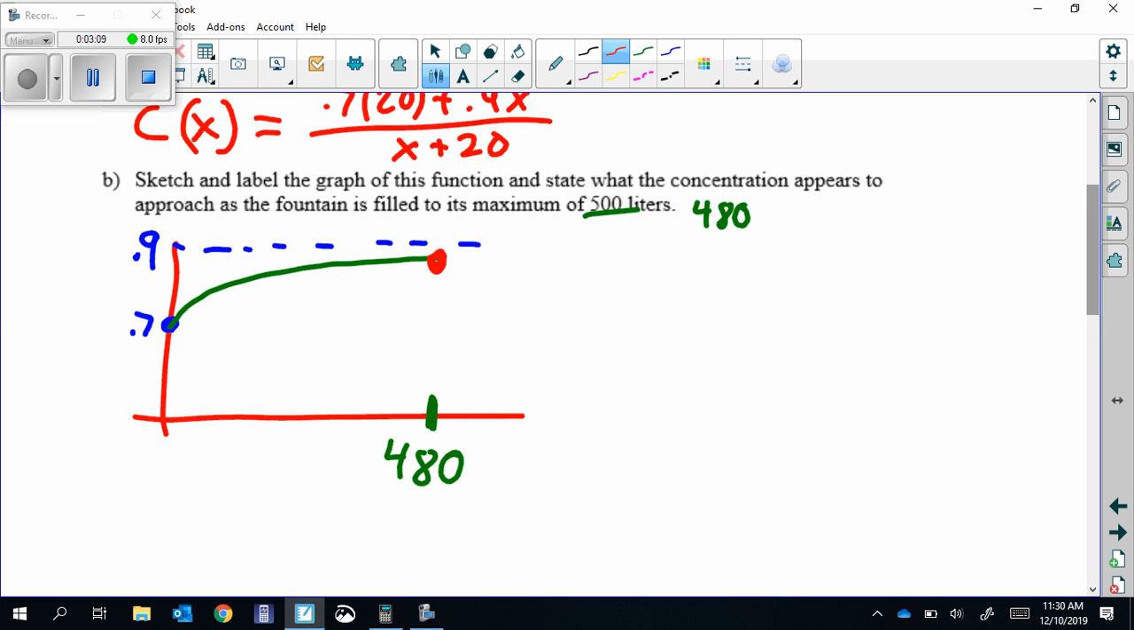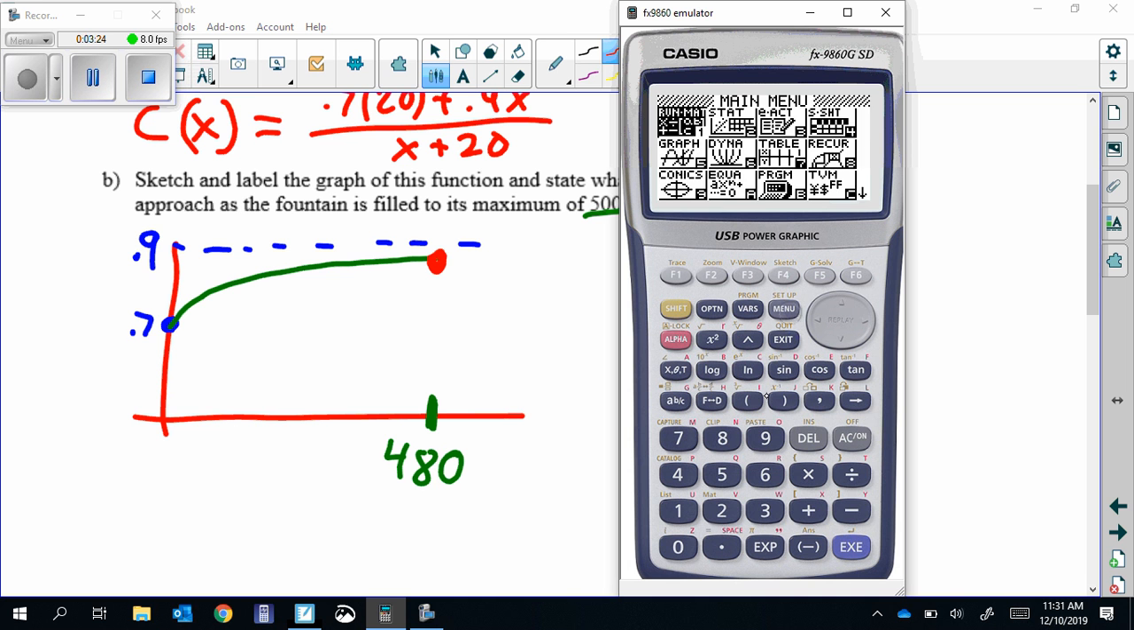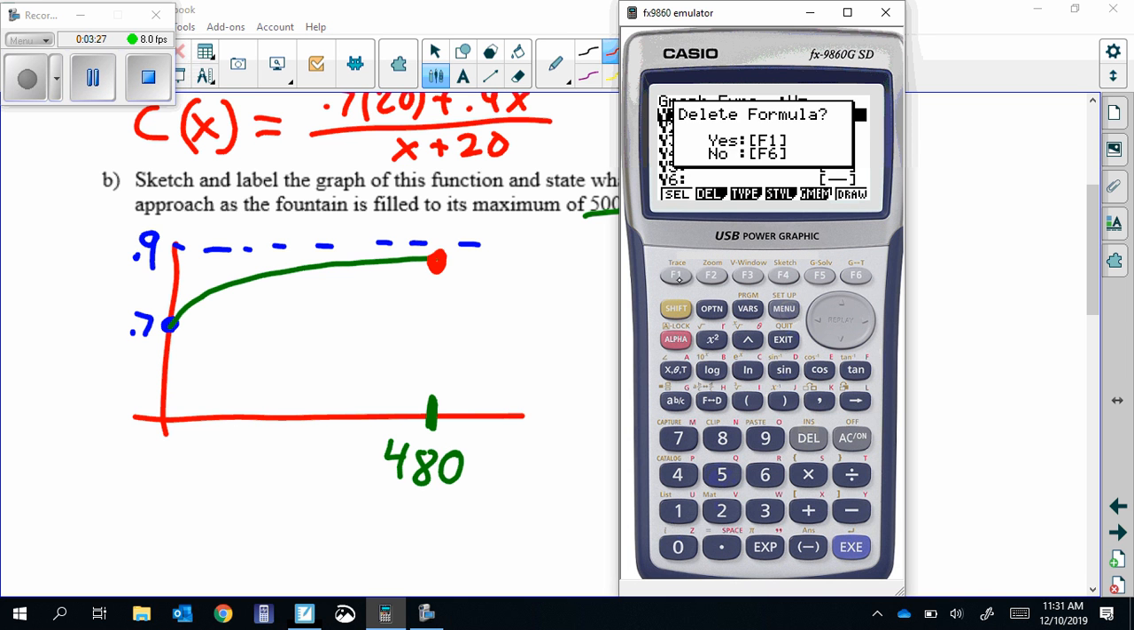So the last part of this: what does the concentration appear to approach as the fountain is filled to its maximum? So it's filled to its max at 480. So we're going to plug in 480. So parentheses around your entire numerator, 0.7 times 20 plus 0.9x, and then divided by parentheses around the entire denominator.